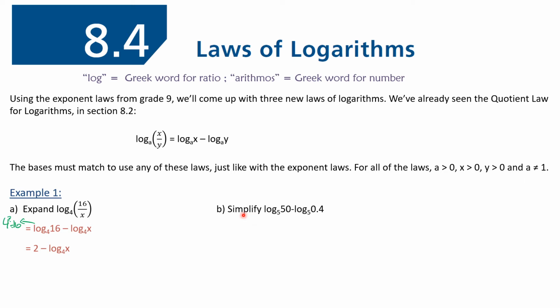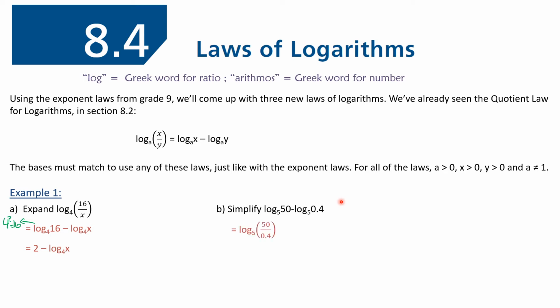This one, actually, we are going to be able to evaluate, but we're simplifying first. If I just look at log base 5 of 50, I'm thinking in my head, okay, 5 to the power of what is 50? I can't do that, nor can I do 5 to the power of what is 0.4. But I notice that I have a base of 5 here and here, so I can use my new law. I can't figure this out on my own, so I'm going to try to simplify it a little bit.